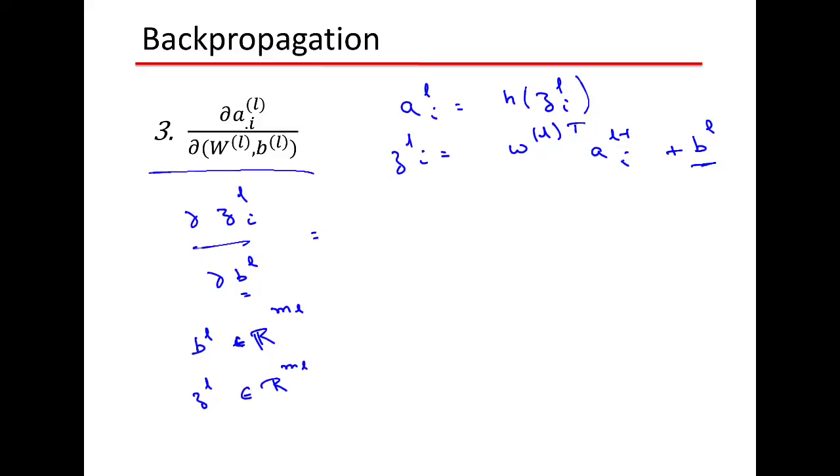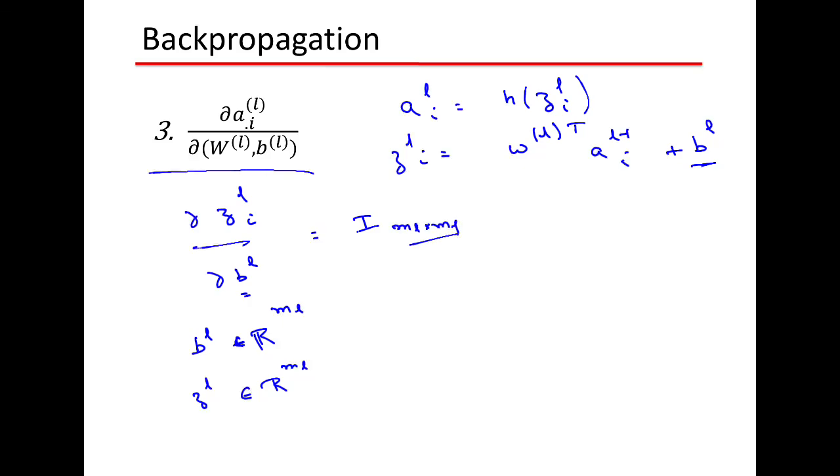So this derivative would be a matrix. But does every component of Z depend on every component of B? No. If I look at the uth component of Z, it only depends on the uth component of B. So all the off diagonal entries will again be 0. This will again be a diagonal matrix. And what will it be? Identity. So this is basically a diagonal identity matrix. What is the size? ML cross ML. And that's the size of the identity matrix.